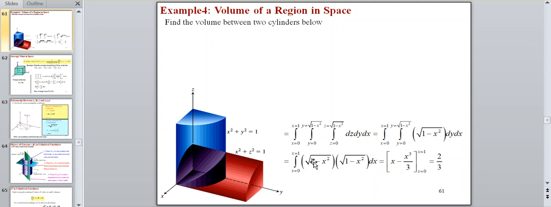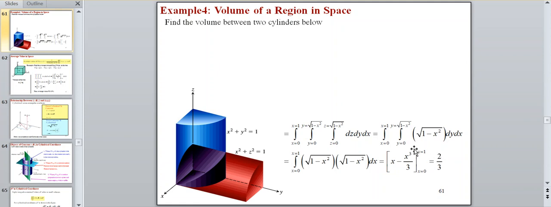So now the product of these two becomes 1 minus x squared. So now when we integrate with respect to x, it will be the integral of 1 is x minus the integral of x squared, which is x cubed divided by 3, from 0 to 1, right? So the answer is 2/3. Remember, we are calculating the volume, and volume cannot be 0.